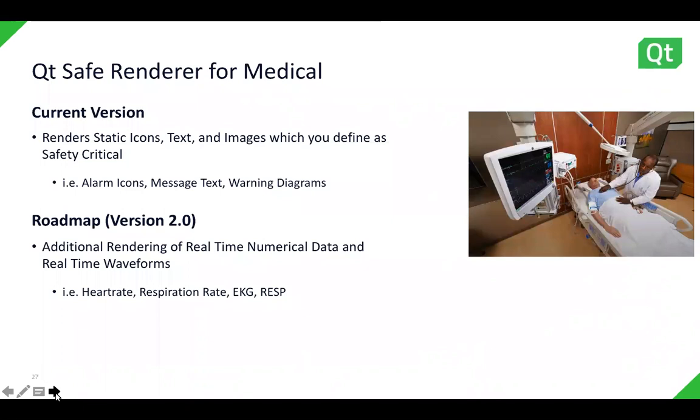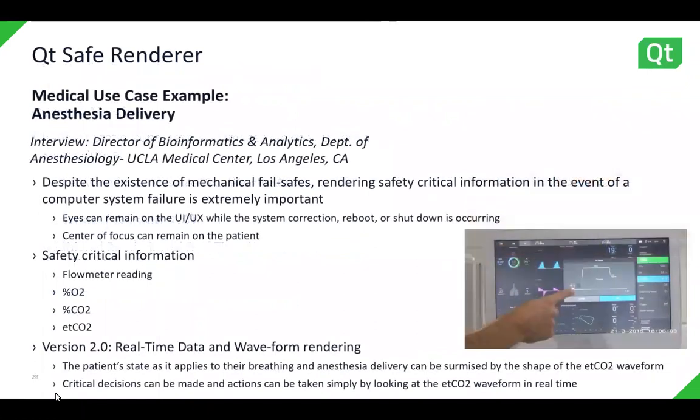Our roadmap is the release of version 2.0. That will include the support for rendering of real-time numerical data and real-time waveforms. We understand that the real safety critical information as it applies to medical is what is happening to that patient right now in real time. So we are looking at our roadmap to support those real-time data and waveforms like heart rate, respiration rate, your EKG signal, your RESP signal, your end-tidal CO2 signal, and support that for the safe renderer.